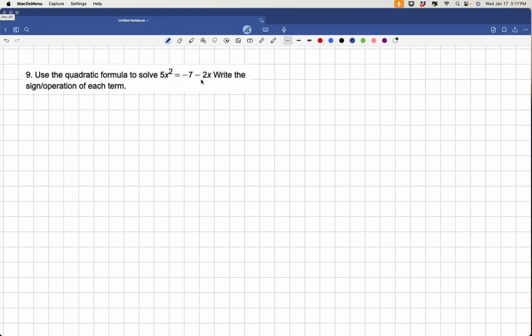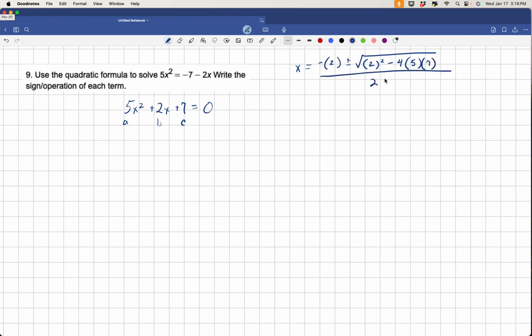So again, we're going to reorder this problem. So this is going to be 5x squared plus 2x plus 7 is equal to 0. So this is A, this is B, and this is C. So x is equal to negative 2 plus or minus the square root of 2 squared minus 4 times 5 times 7, all over 2 times 5.